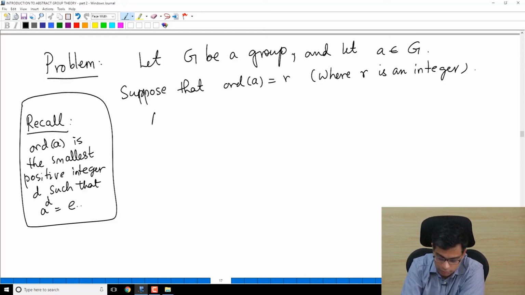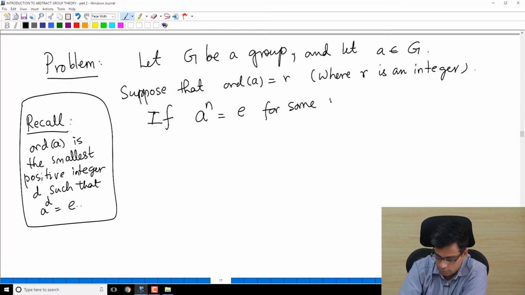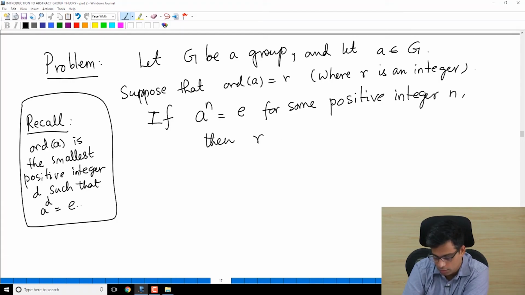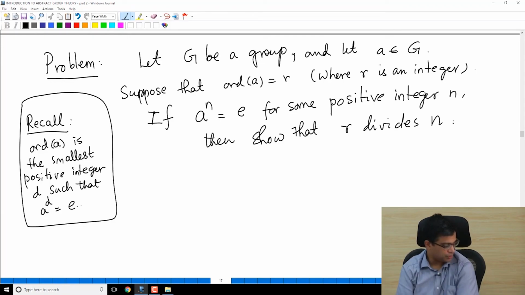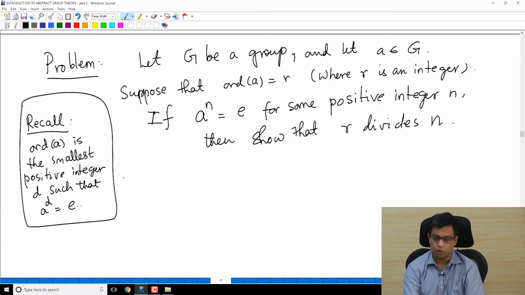And now suppose that A^n is also identity for some other positive integer n, then show that R divides n. So this is the problem. Okay, so the problem is saying that if order is given to be a number R and a power n is identity for some other number n, all positive numbers, then R must divide n. Okay, what is the solution of this?